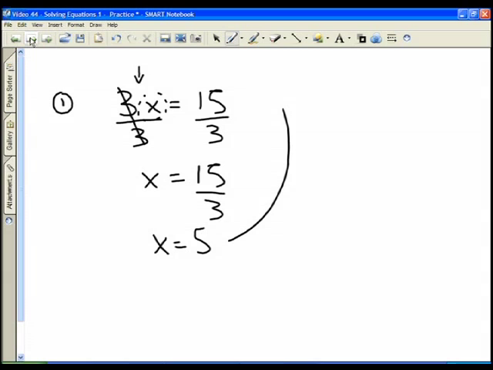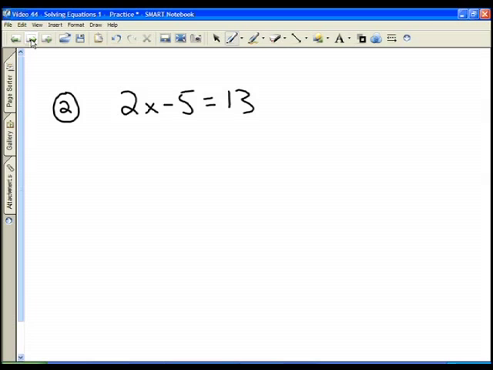We could also then plug 5 back in here, and we can just do this by mental math because we can see that 3 times 5 is definitely equal to 15. So whatever you do to one side of the equation, you must do to the other.